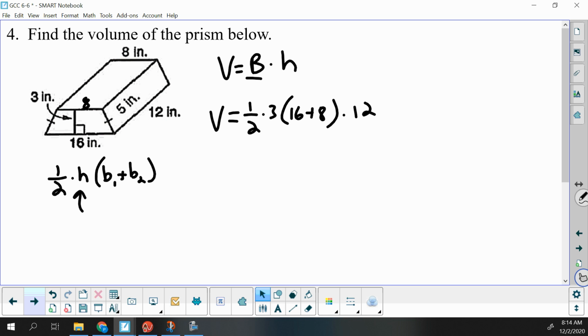We'll give you a moment to put that in the calculator. And remember to put units on your answer once you get it. So we should have 432 inches cubed.